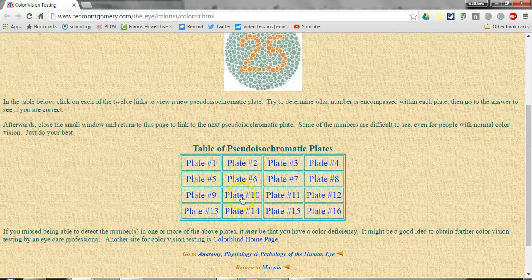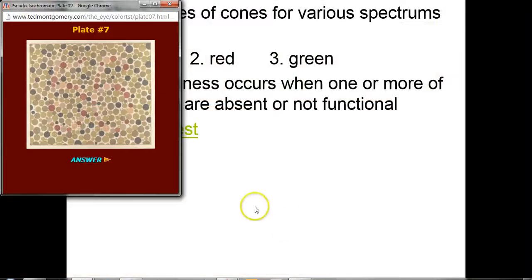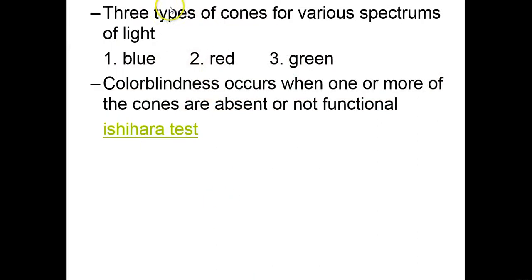And they will rate the ability to see or not to see all those different things and determine color blindness. And I opened up a bunch of those.